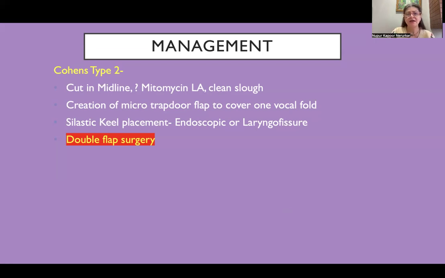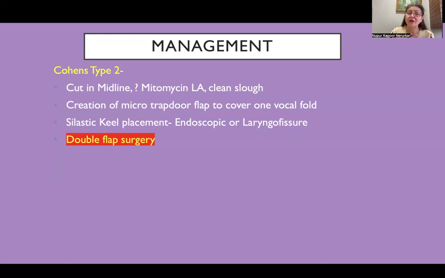So how can one manage a Cohen's type 2? There are various surgeries described. Whenever there are various surgeries, it's because no one surgery is perfect in every situation. One can perform a cut in the midline, especially for the thin webs. You may or may not want to apply mitomycin. I used to, I have more or less stopped now, but it's important to clean the slough, and we'll discuss that later.